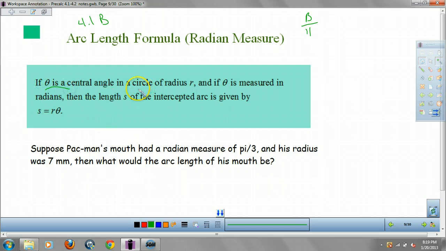So if you have a central angle in a circle, the radius r, and theta is measured in radians, then the length s of the intercepted arc is given by s equals your radius times theta. What they're talking about is if you have a piece of pizza, and this is theta, and the radius is r, then this length right here is r times theta.